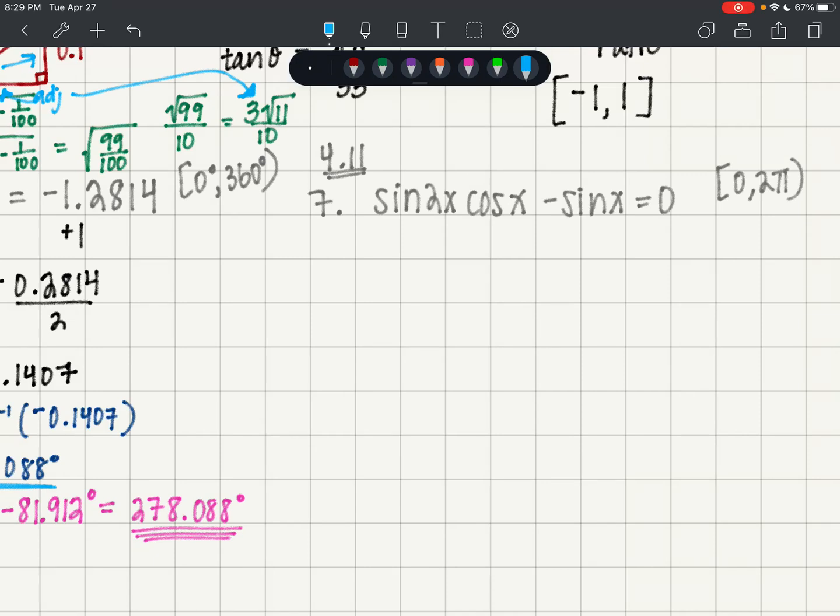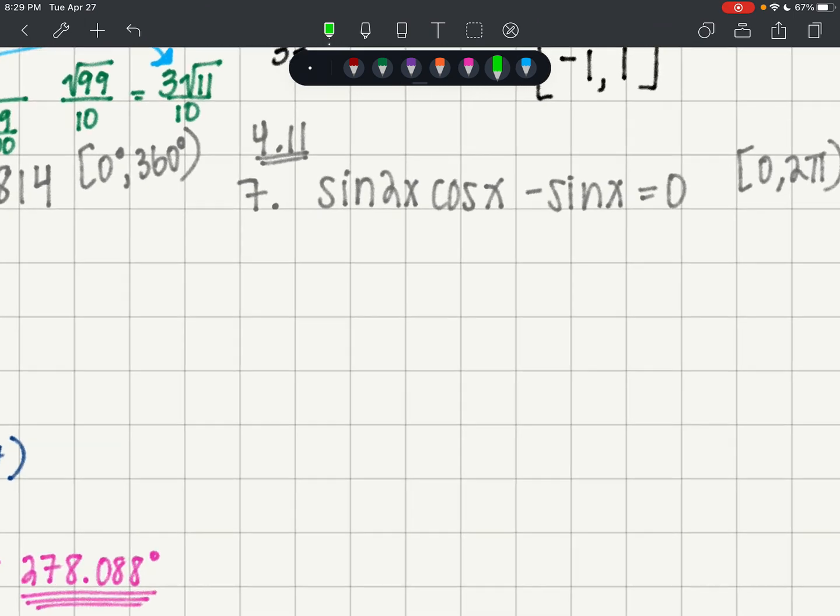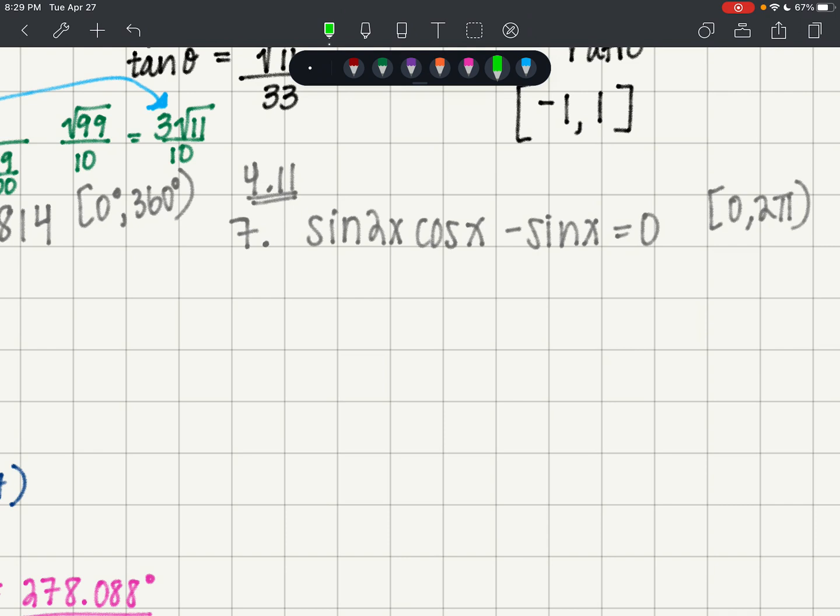Okay, this problem number 7 we're going to be able to solve without the use of a calculator. What we always want to try and do here is get the same trig function, the same angle. So right now I have a little bit of a problem because I have the sine of 2x and I've got the sine of x, and then I also have this cosine of x. I've got two terms. I've got this term right here and I've got this term right here.